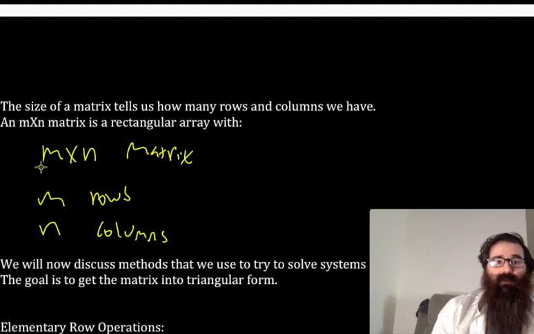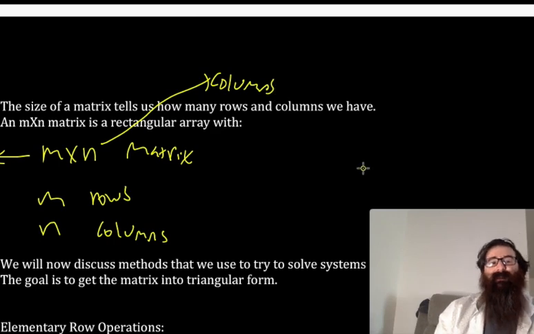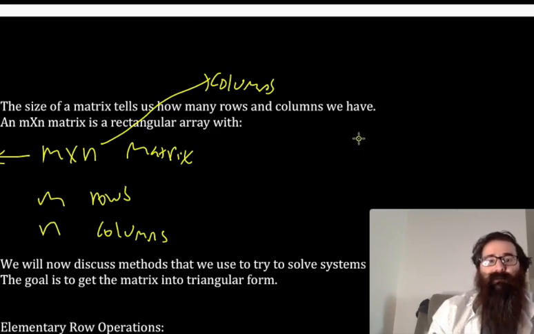So the number of rows we have would be m, and n would be the number of columns we have. So when given the size, we're talking about the rows and then the columns.